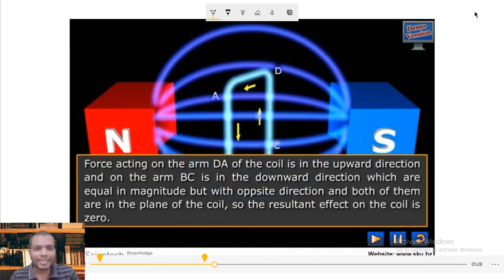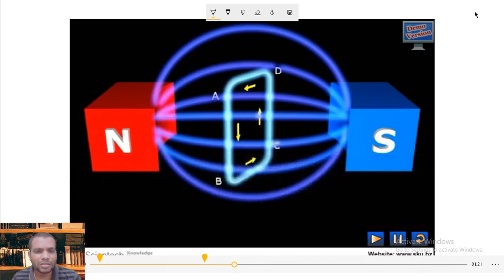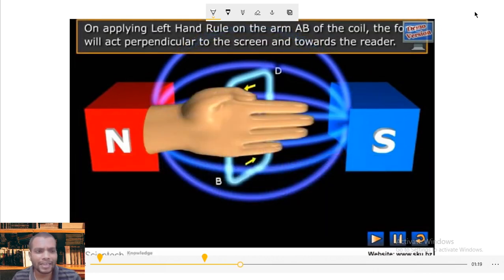So the force acting on arm DA of the coil is in the upward direction, and on the arm BC is in the downward direction, equal in magnitude but opposite in direction, along the plane of the coil. So the resultant effect on the coil is 0. These two forces do not contribute any net force on the coil.